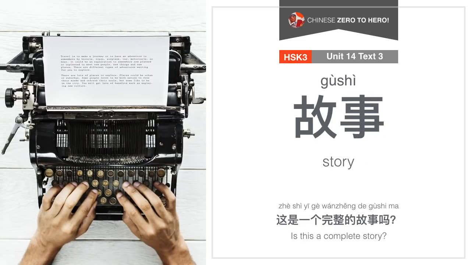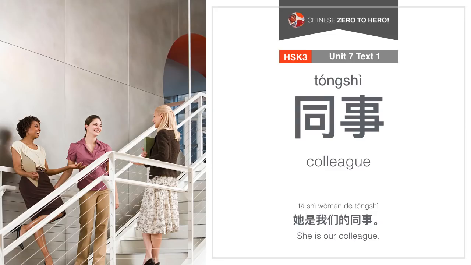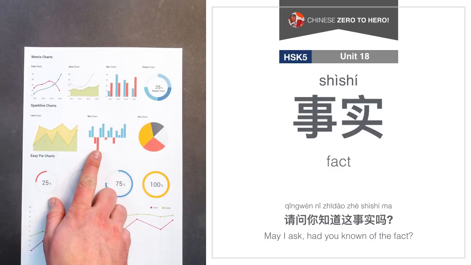And in HSK 3, we learned the word 故事, meaning story. 这是一个完整的故事吗? Is this a complete story? Also in HSK 3, we learned the word 同事, meaning colleague. 他是我们的同事. She is our colleague. And in HSK 5, we learned the word 事实, meaning fact. 请问你知道这事实吗? May I ask, had you known of the fact?